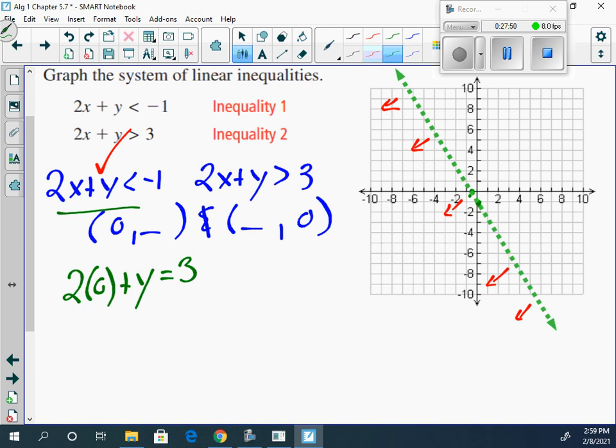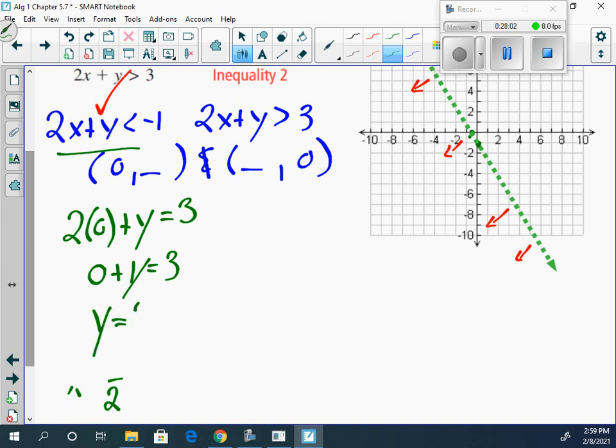Well, 2 times 0 is 0. So y would equal 3. When the value of x is 0, the value of y is 3. Now we can do the same thing for the other one. We can do 2x plus 0 is equal to 3. This time we plug 0 in for the value of y. Well, 2x plus 0 is just going to be 2x is equal to 3.